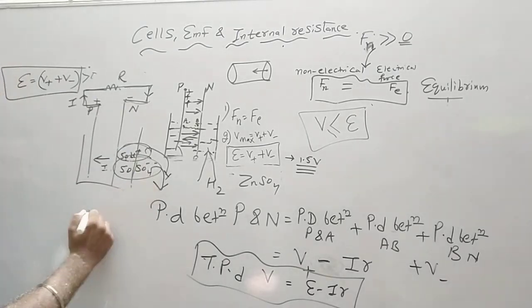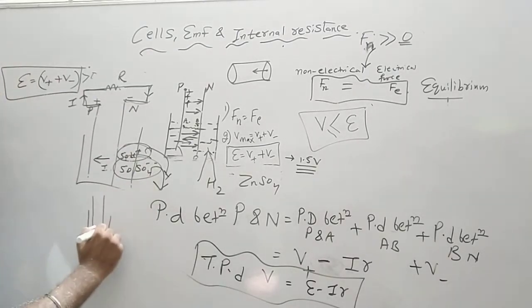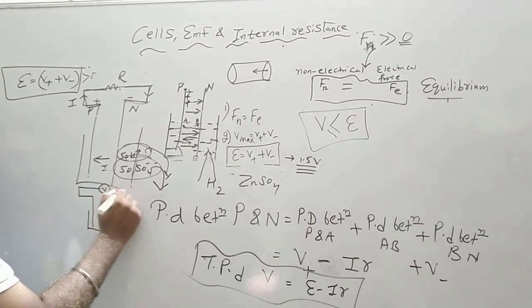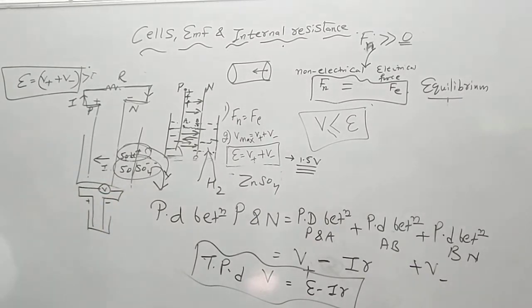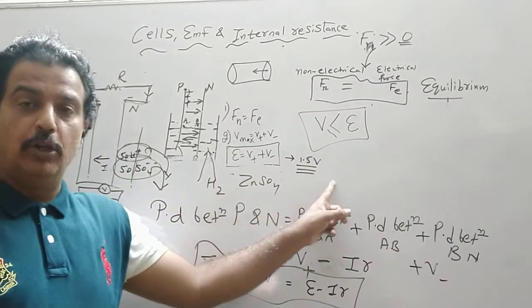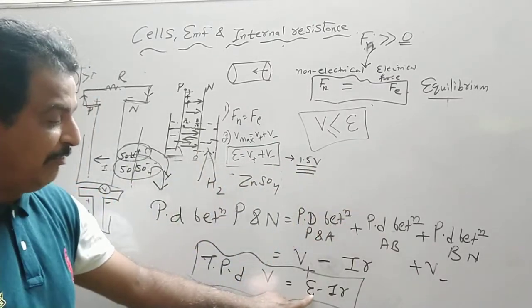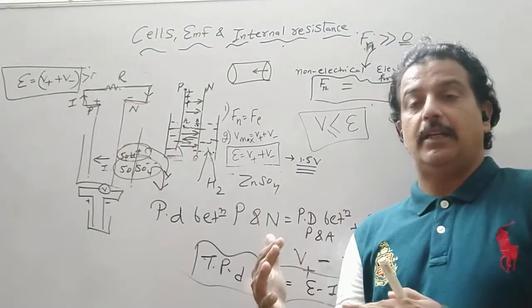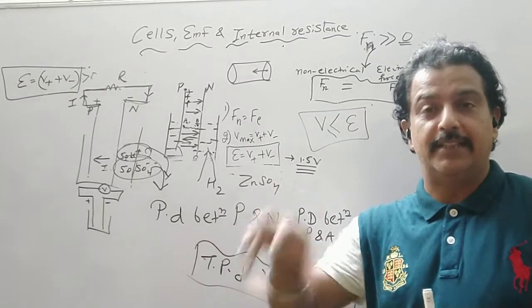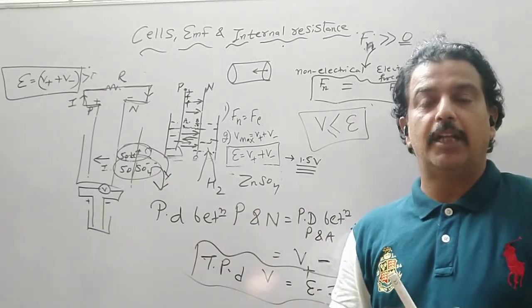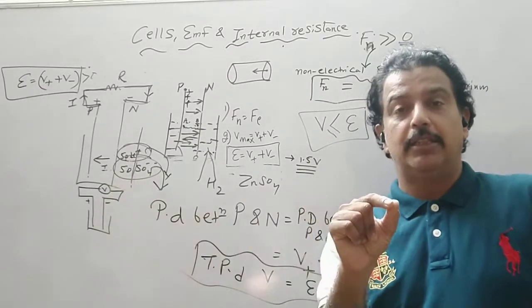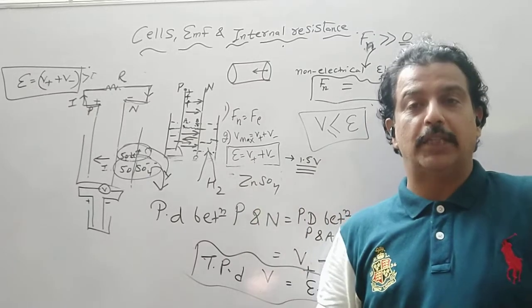Suppose I want to measure the potential difference between these two electrodes, and in the coming days we will see that if I use a voltmeter to measure this potential difference, it will not be 1.5 volt, it will be 1.5 minus something, because the ions have an opposition inside the cell, which is referred to as internal resistance. So you will get a lesser value. A voltmeter is a device which is used to measure the terminal potential difference.